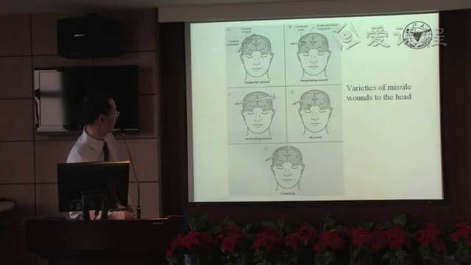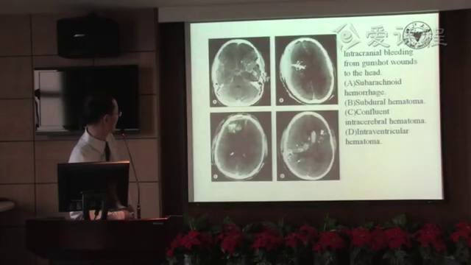We can see the varieties of missile wounds to the head. And this is the intracranial bleeding from gunshot wounds to the head. These are the bullets. We can see the subarachnoid hemorrhage, the subdural hematoma, and we can also see the hematoma here, and the intraventricular hematoma.